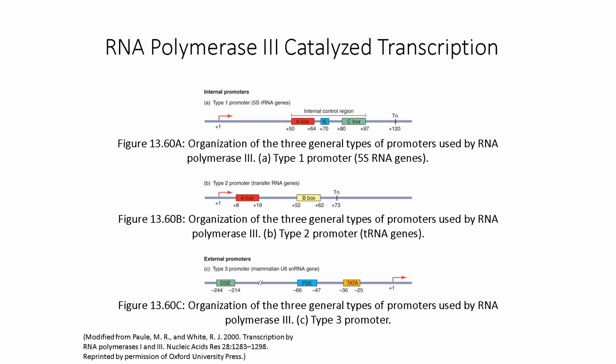This figure organizes the 3 promoter types for RNA polymerase III. Figure A shows the type 1 promoter layout for 5S rRNA genes, with internal elements located downstream of the start site. Figure B depicts the type 2 promoter used in tRNA transcription, featuring box A and box B motifs inside the gene. Figure C illustrates the type 3 promoter, found upstream in snRNA genes, resembling typical Pol II-like architecture. These structural differences reflect how RNA Pol III adapts its initiation strategy to the type and function of the target RNA.